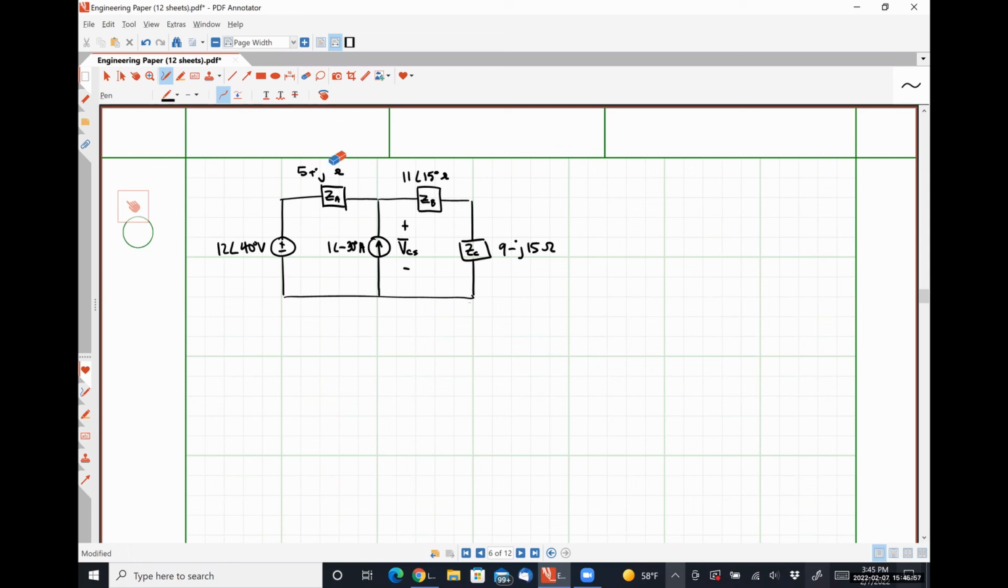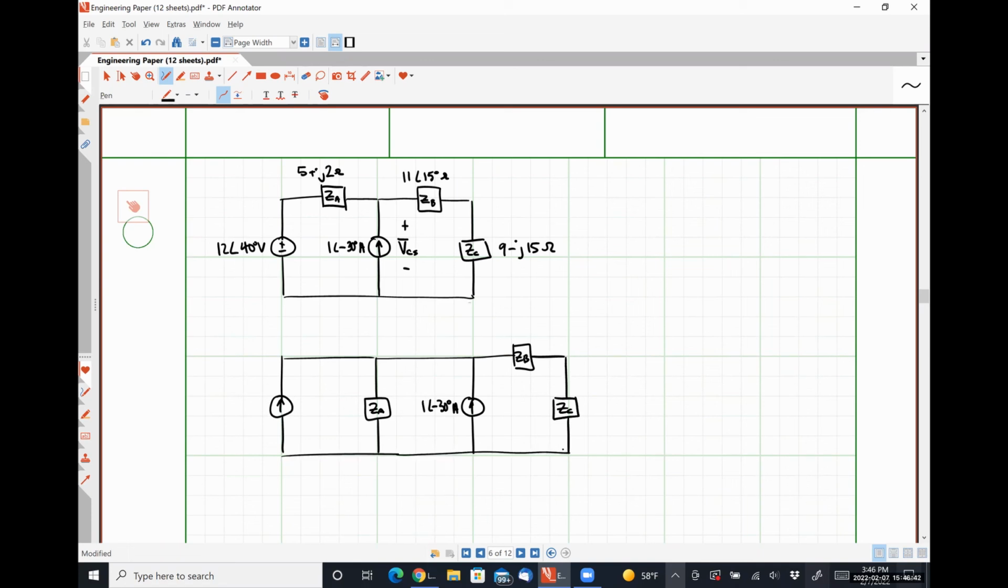I can't remember if this is a 2 or a 7. Apparently I saved it before I made it more legible. 2. All right. Thank you. 5 plus J2 ohm impedance. So that's going to look like a current source over here on the left in parallel with ZA, in parallel with our one angle negative 30 degrees amps current source, in parallel with a combination of ZB in series with ZC.